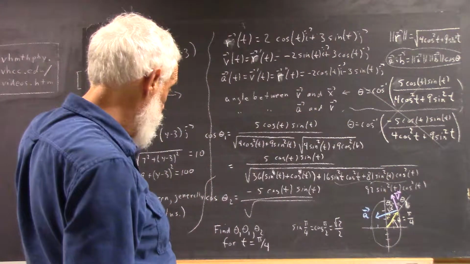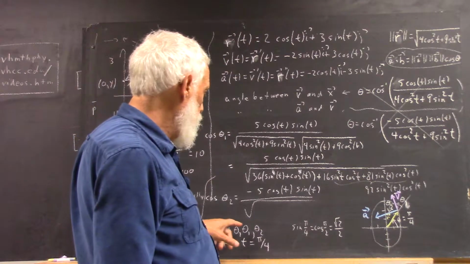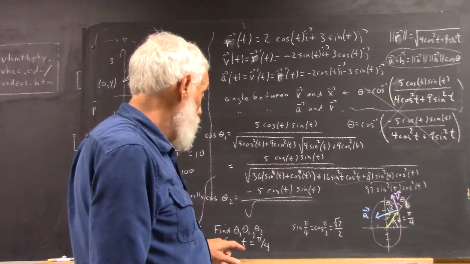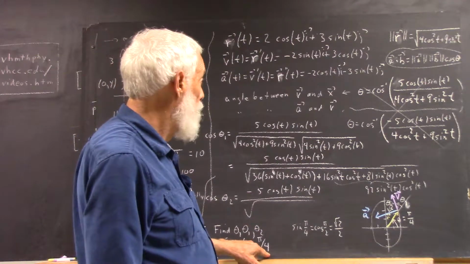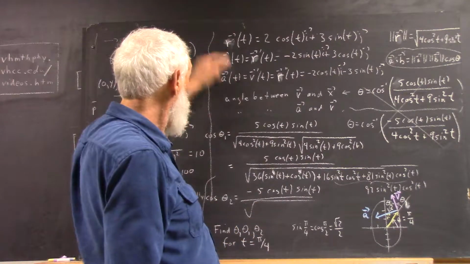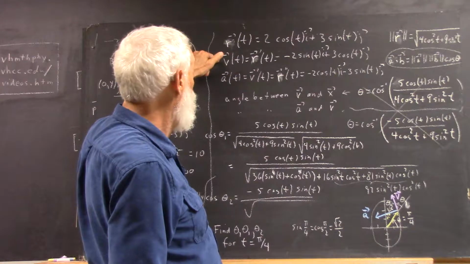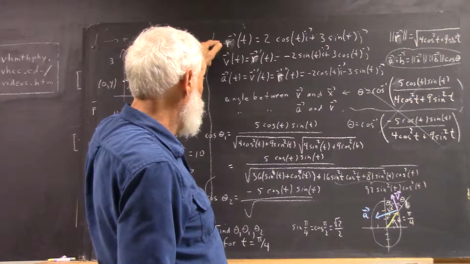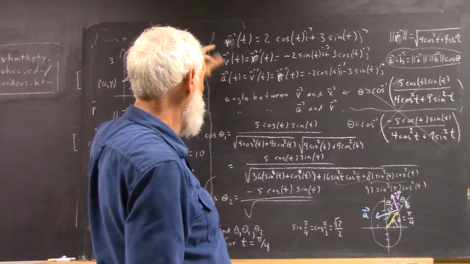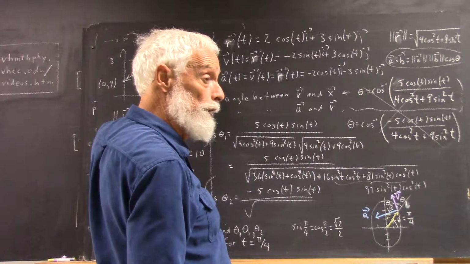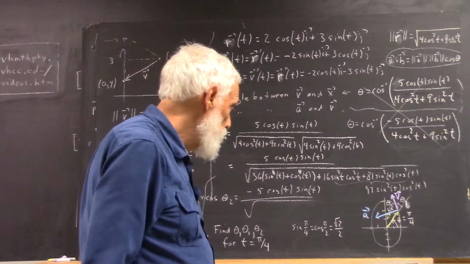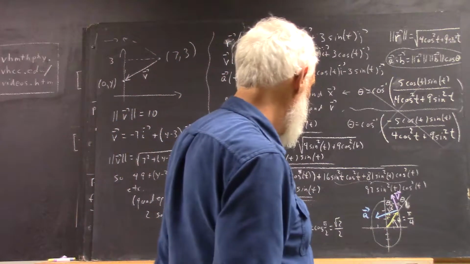Now we want to find the angles theta, theta 1, and theta 2 when t equals pi over 4. Theta being the angle of the r vector, theta 1 being the angle of the v vector with the r vector, and theta 2 being the angle between the v vector and the a vector. Okay, so the picture of that is here.